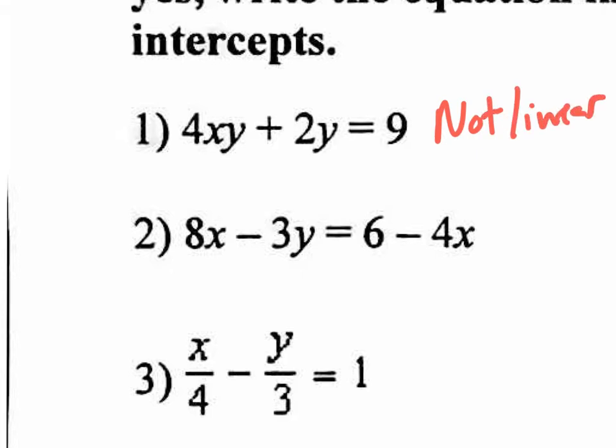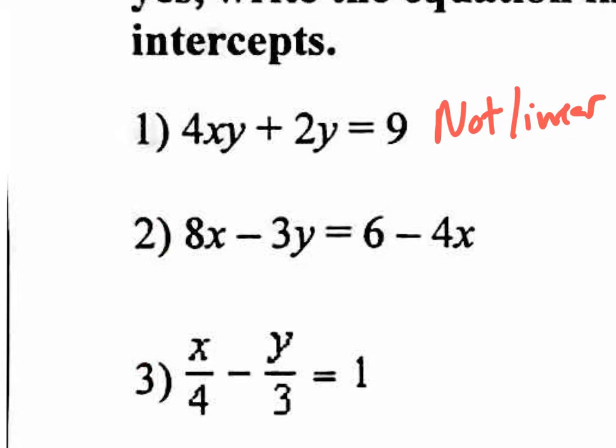On number 2, it doesn't have any x's and y's multiplied together. It doesn't have any x's or y's in the denominator of fractions. Like even down here you have fractions, but there's no x's or y's in the denominator. And there's no exponents on the x or the y. So number 2 and 3, they are linear.